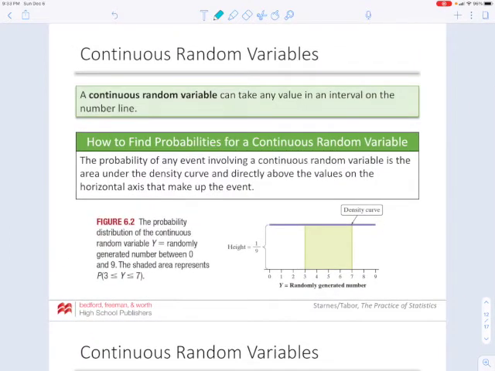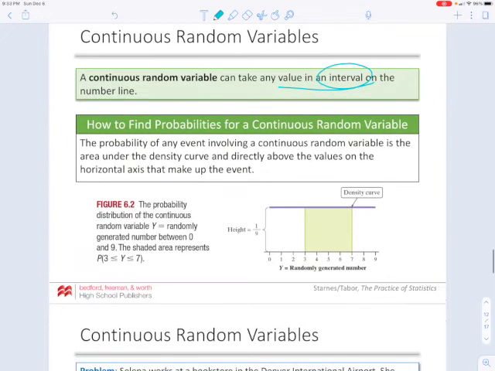So a continuous random variable can take on any value in an interval on the number line. Before with discrete, we were looking at 1, 2, 3, 4, and so on and so forth. But now we're talking about all those decimals in between. So how do we find the probability of a continuous random variable? The probability of any event involving a continuous random variable is the area under the density curve and directly above the values on the horizontal axis.